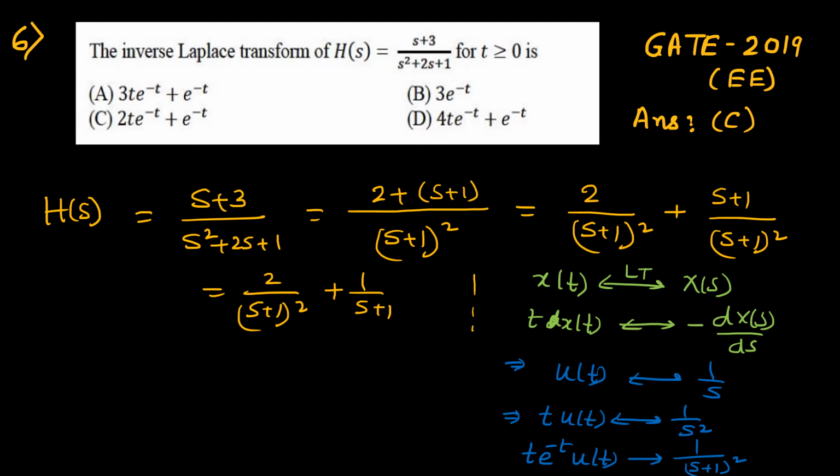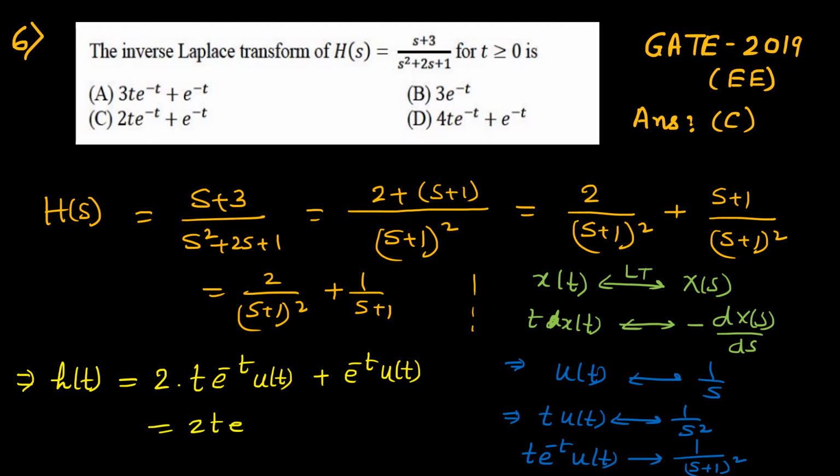Okay, that we are going to use it. So now from here we will get the inverse, h of t. The inverse of this one: 2 is multiplied here, then 1 upon (s plus 1) the whole square is t times e to the power minus t u(t), and this one is simply e to the power minus t u(t). So if you combine, you will get 2t e to the power minus t plus e to the power minus t, and that one you can write u(t) as well. So this is the answer. So answer C is the correct one.